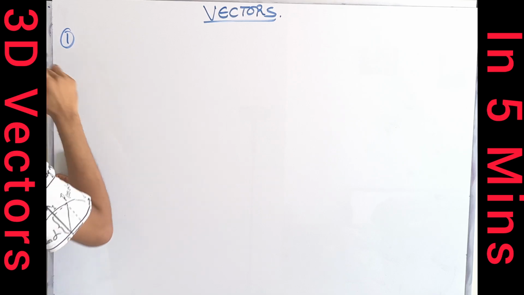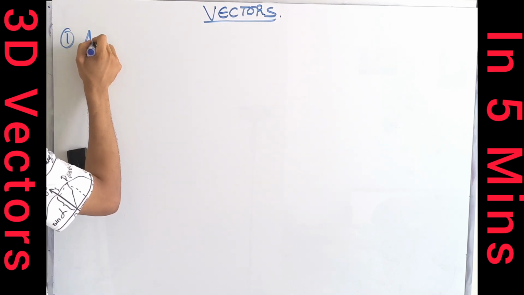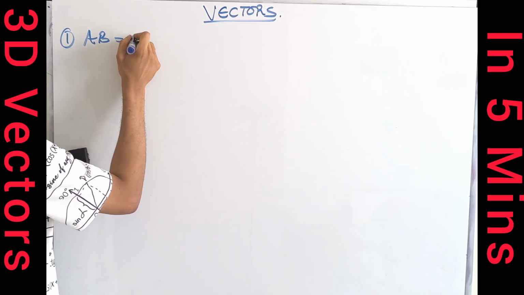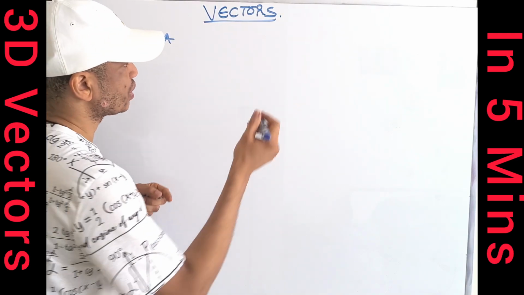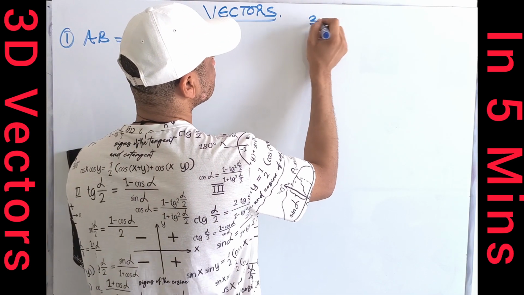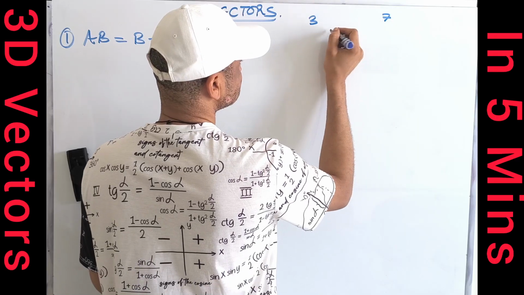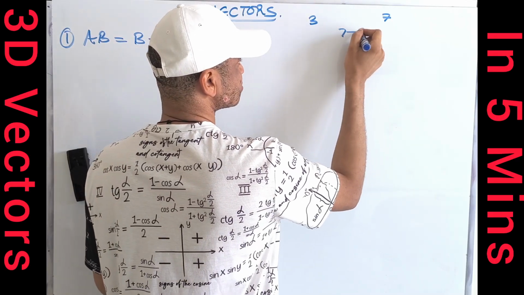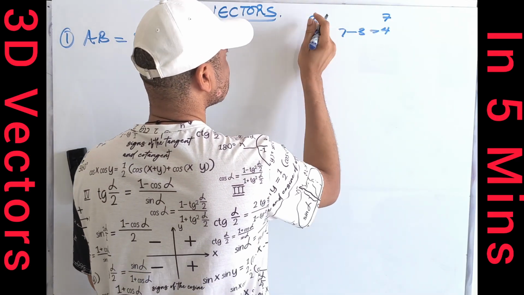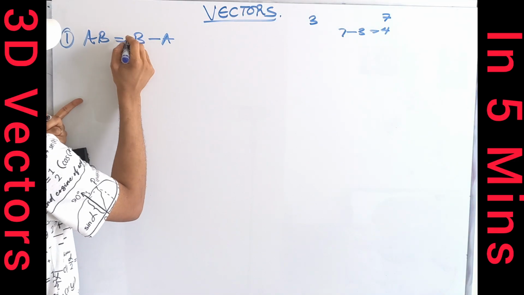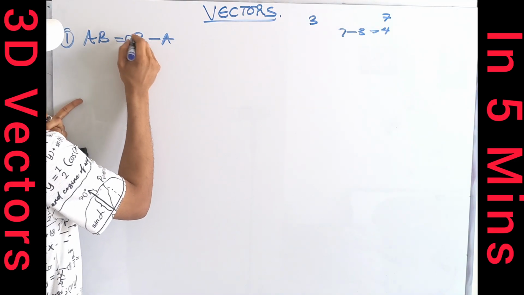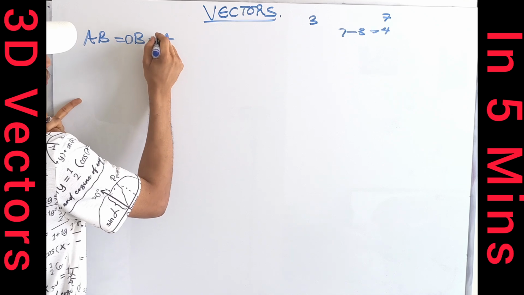So the first thing you should know is that AB is the same thing as B minus A. How do you know? Imagine you move from 3 to 7. The distance is 7 minus 3, which is 4. So it's the same thing: this minus this. That is why you always have it as OB minus OA.